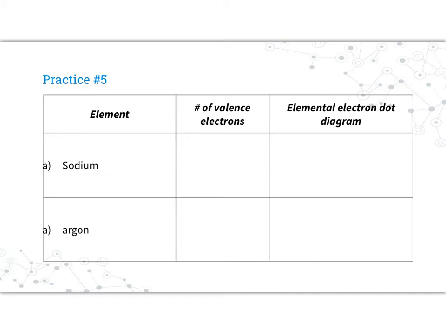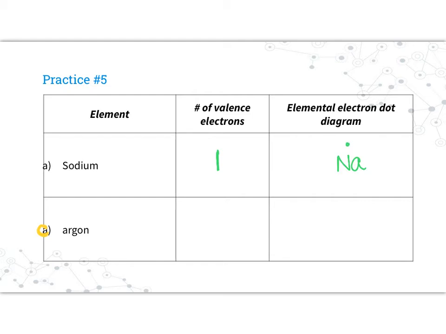I've just taken two examples from our notes or our practice, number 5. So we're going to do sodium and argon. Sodium is in group 1. So if we're counting across, we are going to count group 1. And we see that it just has one valence electron, again, because it is in group 1. So one valence electron. Therefore, I'm going to draw its elemental symbol, and it gets 1 dot.